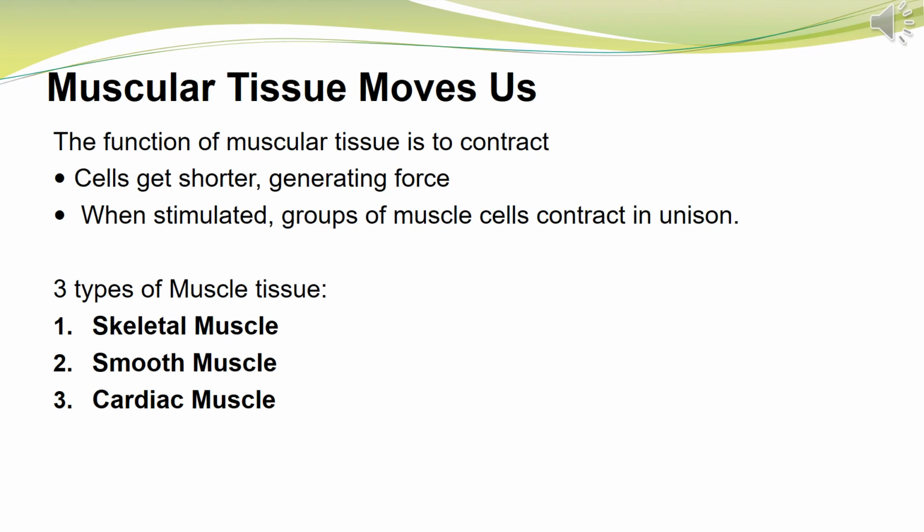Moving on to the third type of tissue, the muscular tissue. And the function of the muscular tissue is to contract. And to contract simply means that the cells bunch up and get shorter, which allows for the generation of force. And when muscle tissue is stimulated, the cells contract in unison. And here are the three types of muscle tissue. There is skeletal muscle, which is the type of muscle we usually think about when we're talking about actual muscles which allow our bodies to move. There's smooth muscle, which makes up the organs of the digestive tract. And then there's cardiac muscle, which is only found in the heart.